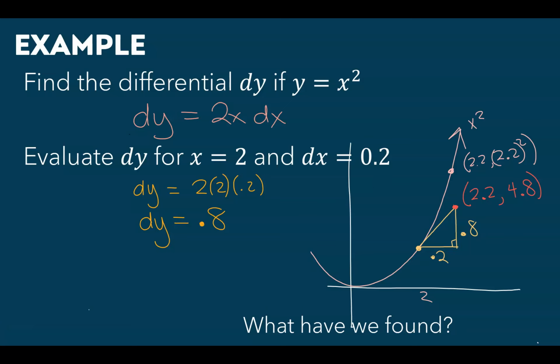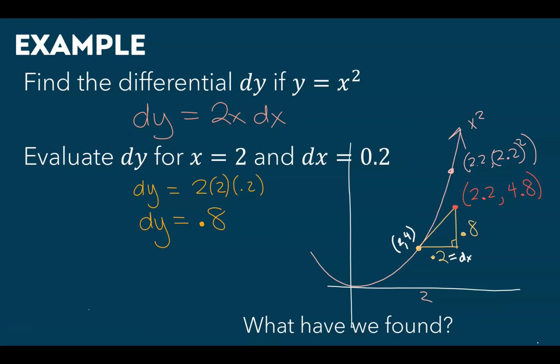Here's a diagram. So the known point on x squared is (2, 4). 0.2 here, that's our change in x. That's also dx. They're interchangeable. Okay. And what we found is 0.8. We found that in order to estimate the y value at 2.2, we would have to add 0.8 to the known y value 4.